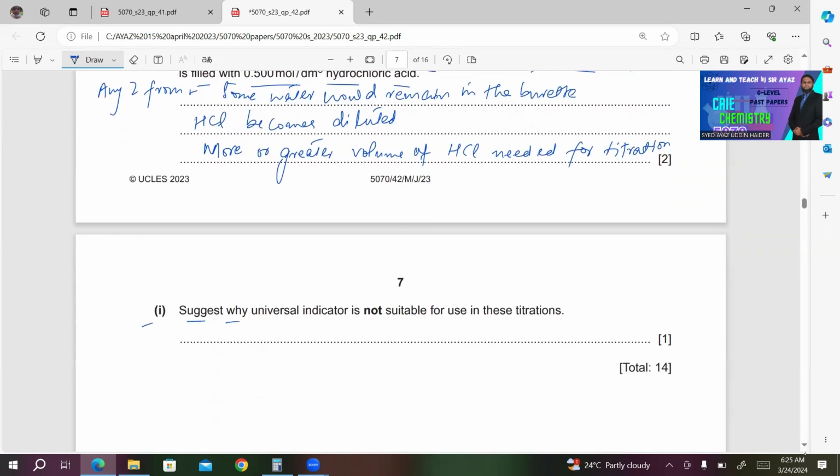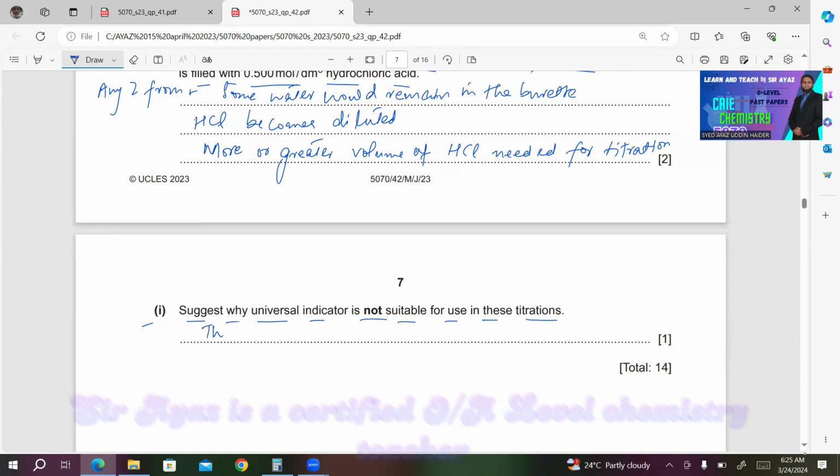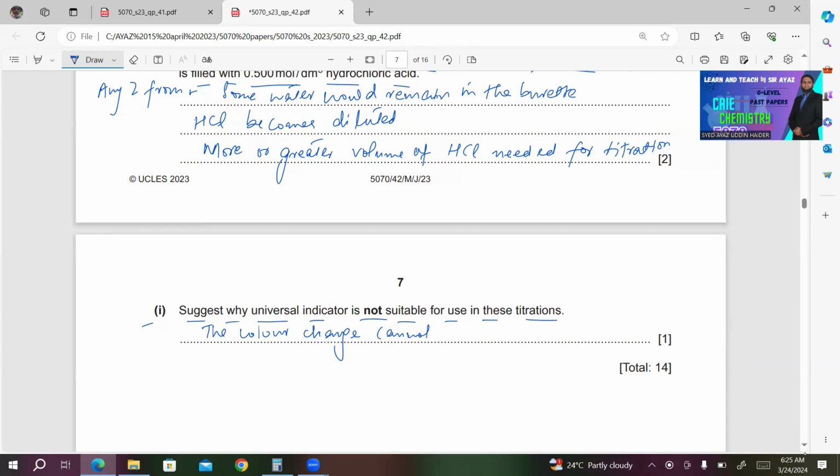Number one, suggest why universal indicator is not suitable for use in these titrations. The student cannot observe the color change clearly. The color change cannot be seen clearly.